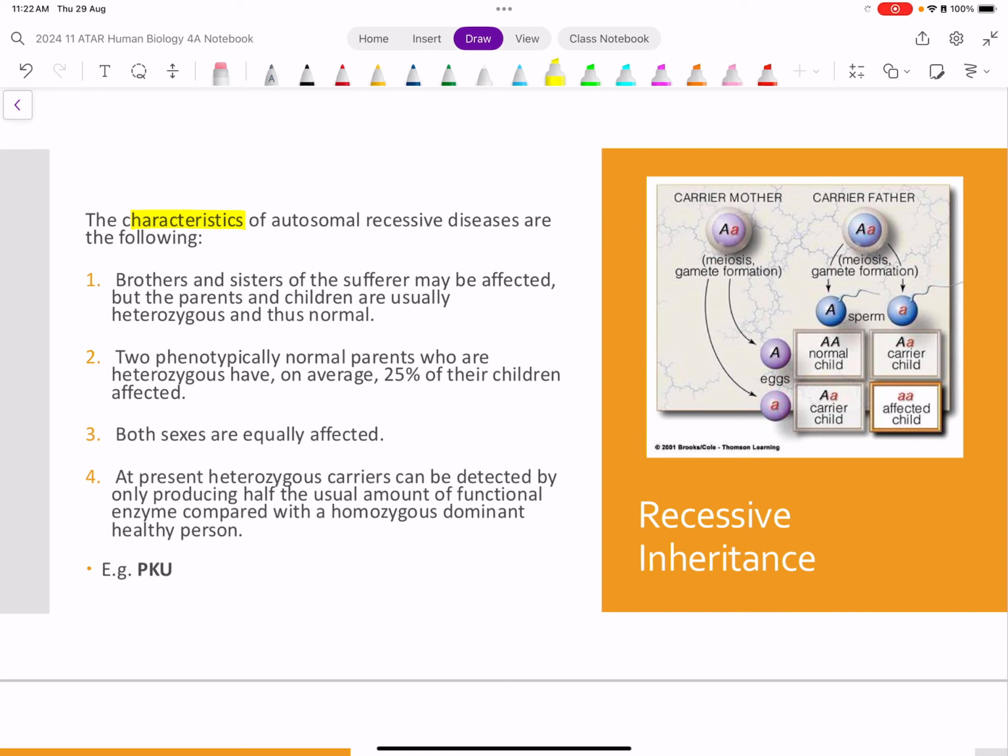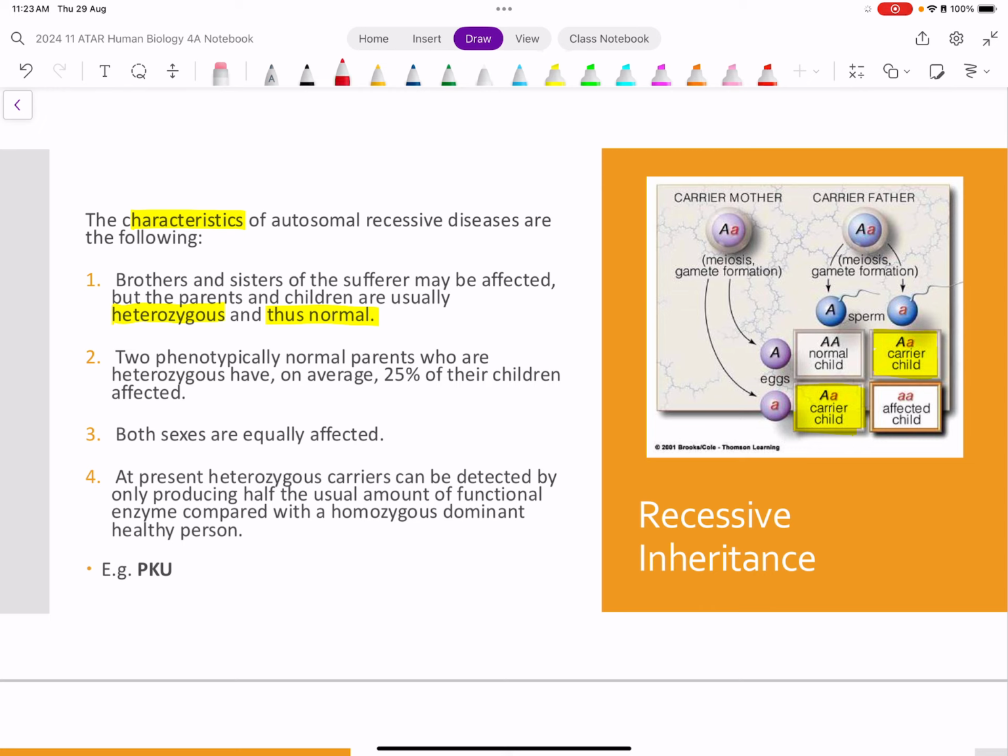Number 1, we see that brothers and sisters of the sufferer may be affected, but the parents and children are normally heterozygous and thus normal. So heterozygotes of a recessive autosomal inheritance don't show the trait. Instead, in the diagram on the right, you'll see that our heterozygotes are referred to as carriers. They don't exhibit the specific trait, however, they do carry it with them. It's just masked by that dominant allele.